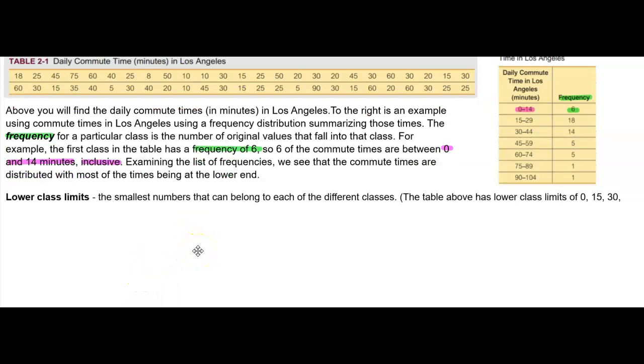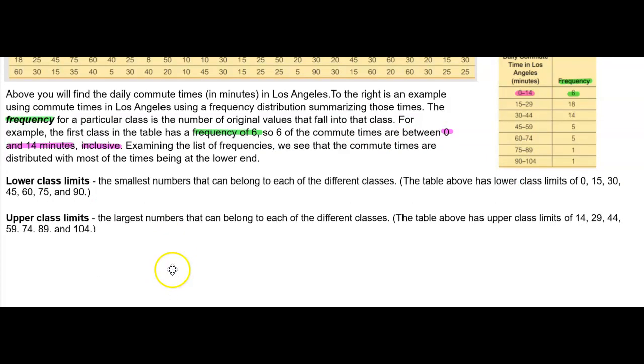Okay, now we do want to talk about this particular frequency distribution table. The lower class limits are the smallest numbers that can belong to each of the different classes. So if you take a look at the table above, it has the lower class limits of 0, 15, 30, 45, 60, 75, and 90. Now the upper class limits are the largest numbers that can belong to each of the different classes. So the table above has upper class limits of 14, 29, 44, 59, 74, 89, and 104.